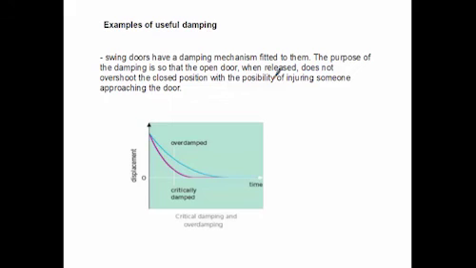The purpose of the damping is so that the open door, when released, does not overshoot the closed position with the possibility of injuring someone who is approaching the door. So here damping is very useful. We want the door to be closed with no oscillations.